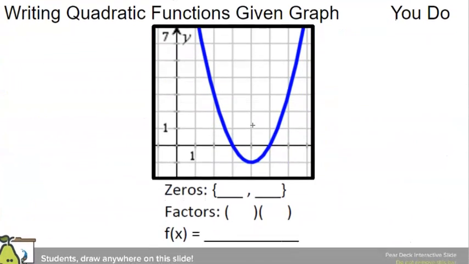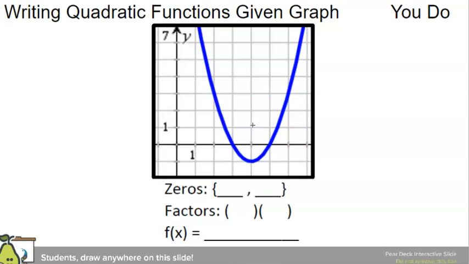Now you do this one. Draw the slide. Identify the zeros. Put them here. Write the factors. Write the answer in standard form.